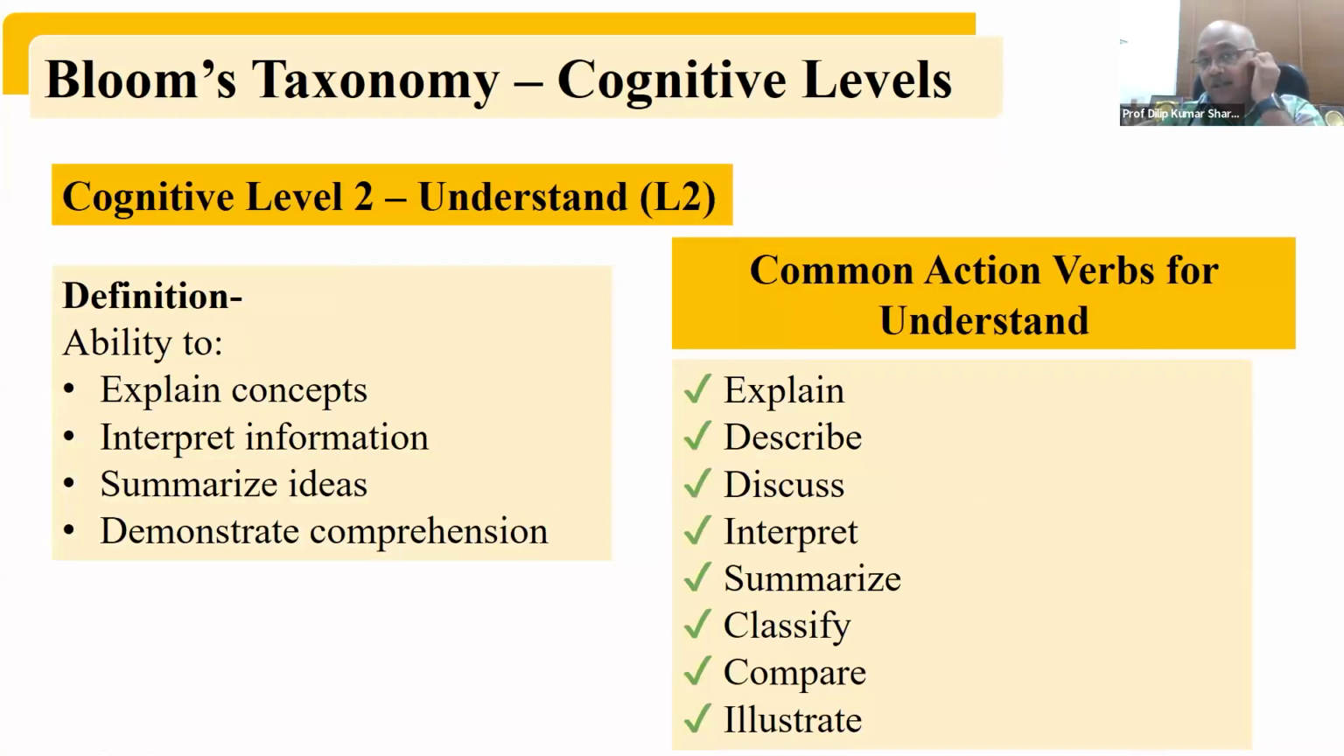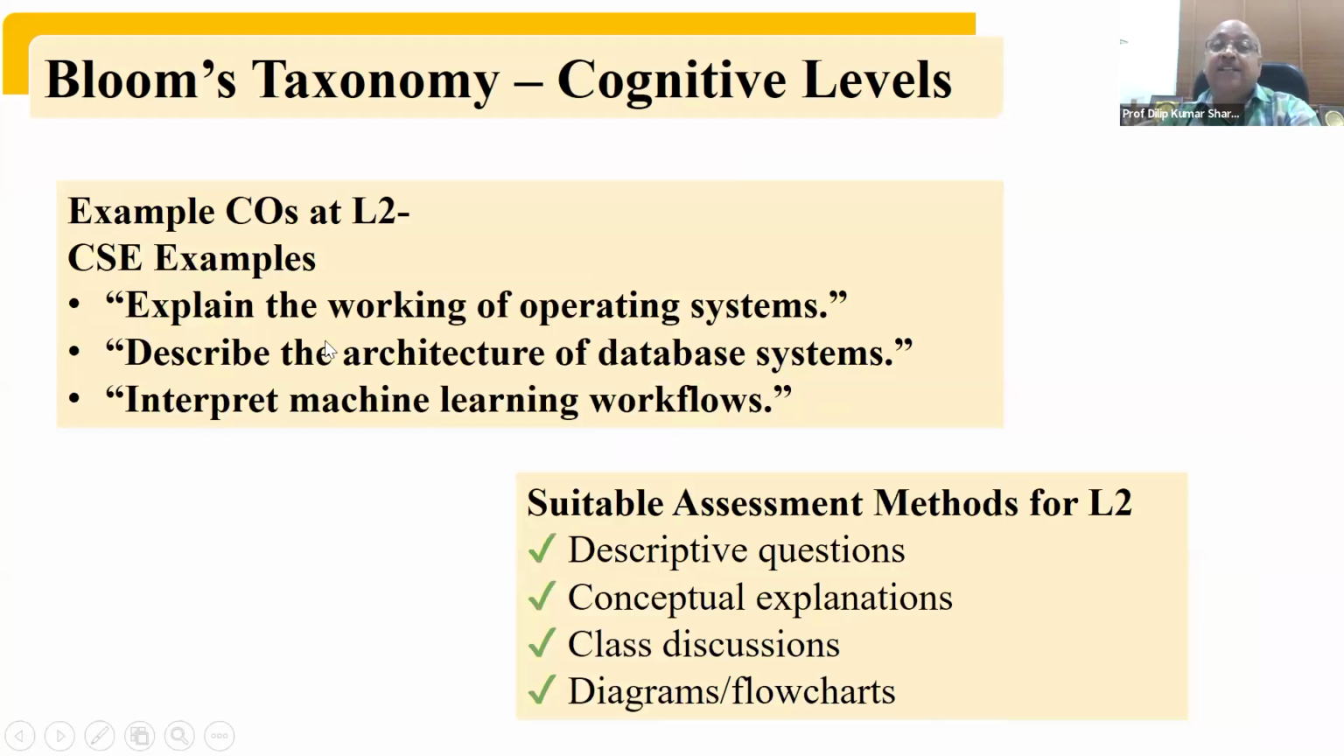Then come to level 2, understand. The ability to explain concepts, interpret information, summarize ideas, demonstrate comprehension. So common action verbs for understand: explain, describe, discuss, interpret, summarize, classify, compare, illustrate, like that. Explain the working of an operating system. Explain the working of design and analysis of algorithms. Describe the architecture of a database system. Describe the architecture of components of a computer or memory, something like that. Interpret machine learning work.